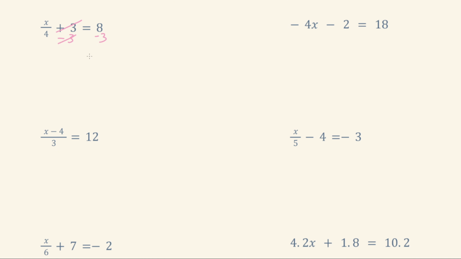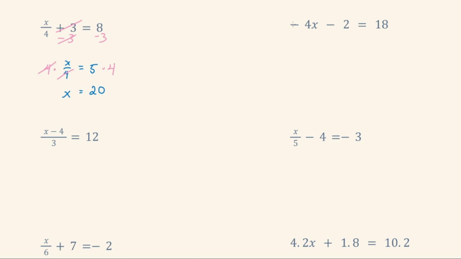On the left side of my equal sign, I have x over 4. That remains unchanged. And on the right side, I have 8 minus 3, which is 5. Now I have x divided by 4. The opposite of division is multiplication. I'm going to multiply by 4 on both sides. So these go away. I'm left with x is equal to positive 20.